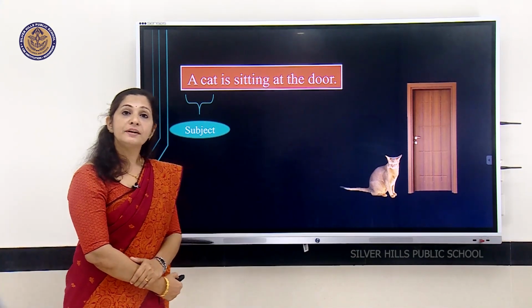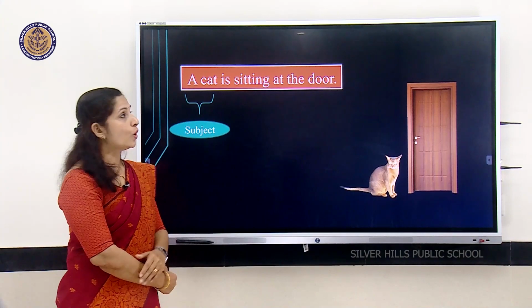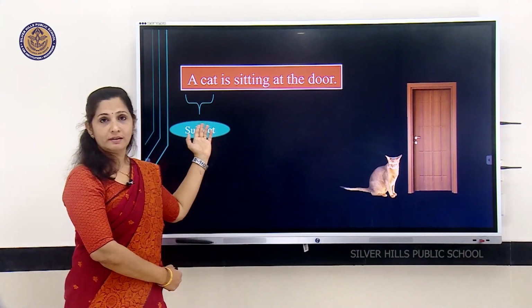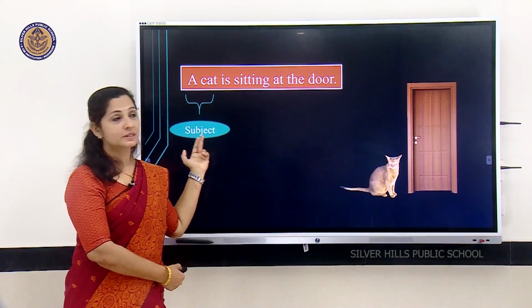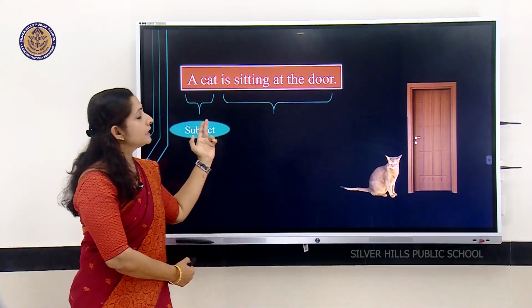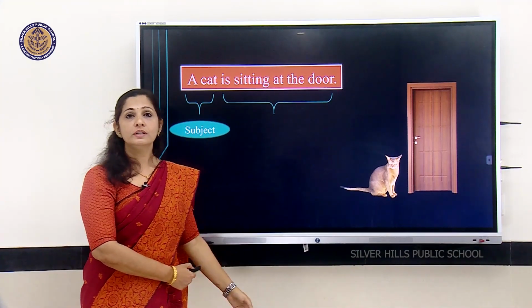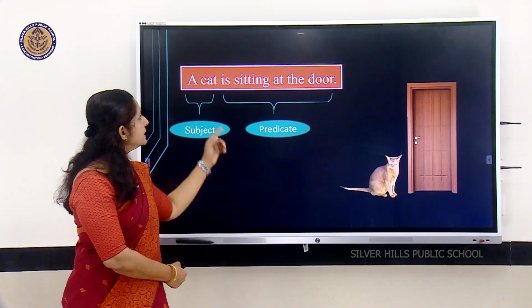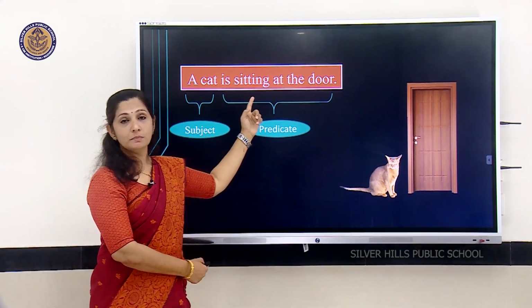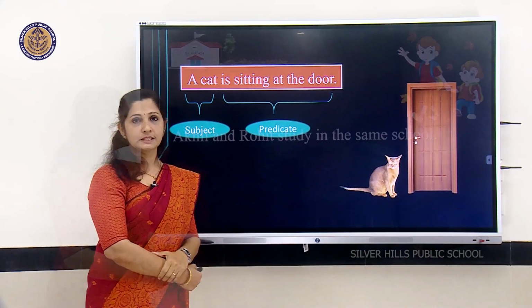Now, how do we find the predicate? To find the predicate, look for what the subject is doing. So, what is the subject cat doing here? Is sitting at the door. So, is sitting at the door is the predicate of this sentence. Note that is sitting, the verb, is contained in the predicate part of the sentence.